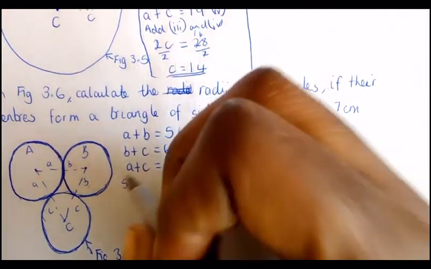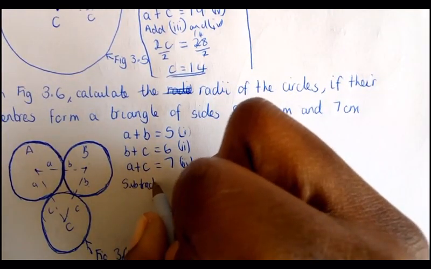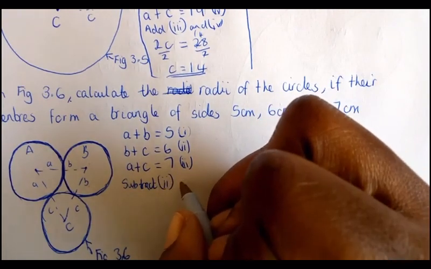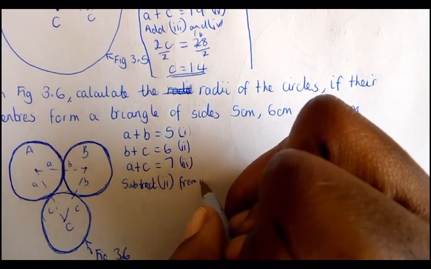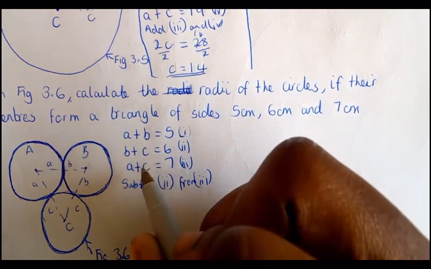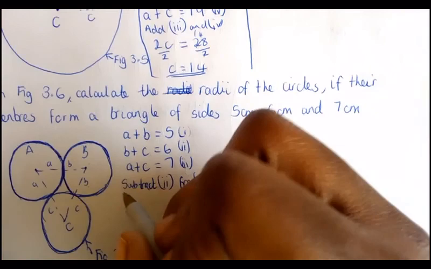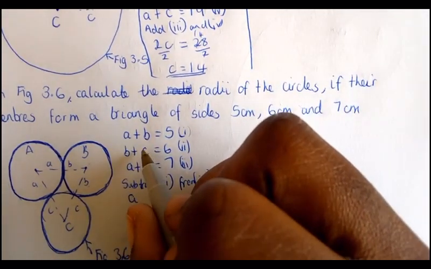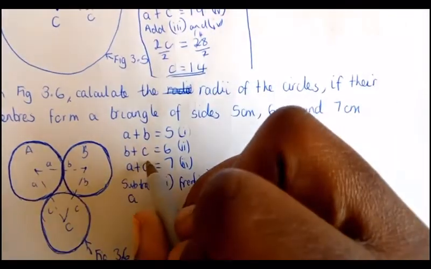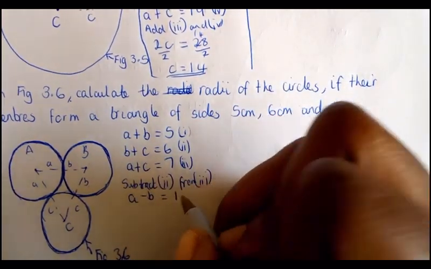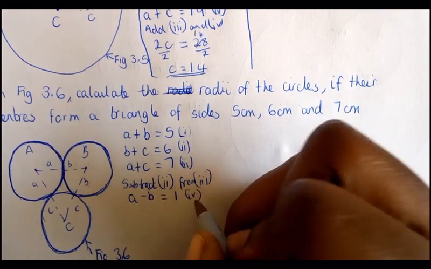And then next we subtract equation 2 from 3. We can subtract equation 2 from 3, right? It becomes A minus this, it's A, then C minus this, and then it's 0. C minus C is 0. Then minus B is equal to 1. This will be our equation number 4.